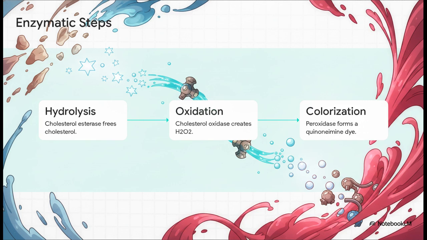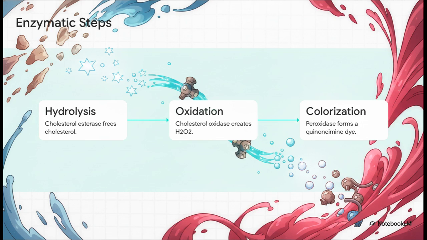This test is basically a biochemical waterfall broken down into 3 elegant steps. First, an enzyme called cholesterol esterase swoops in, hydrolyzes, and frees up the cholesterol. Second, cholesterol oxidase attacks that free cholesterol to create hydrogen peroxide. And finally, in step 3, peroxidase uses that newly formed hydrogen peroxide alongside some other chemicals to form a visible pink or red quinoneimine dye. We are literally turning invisible cholesterol molecules into a visible color.